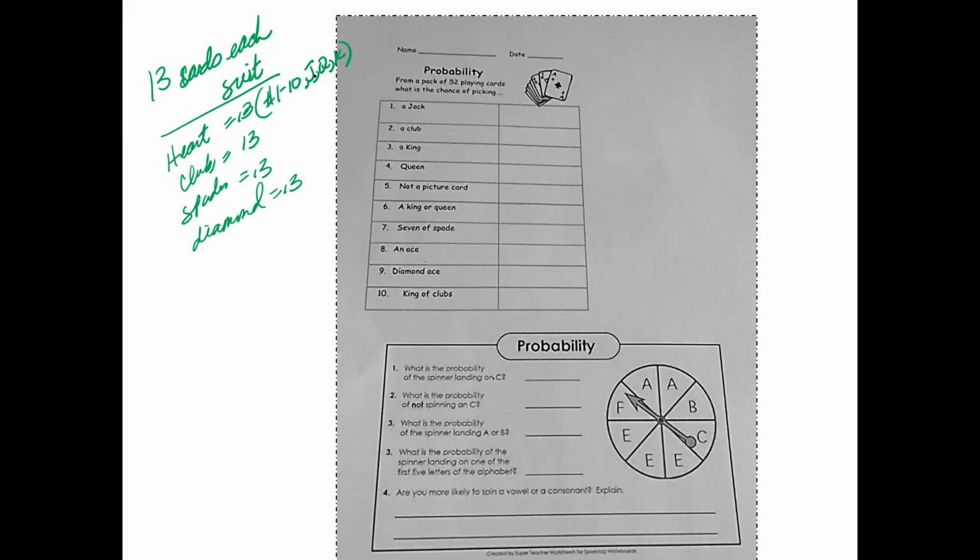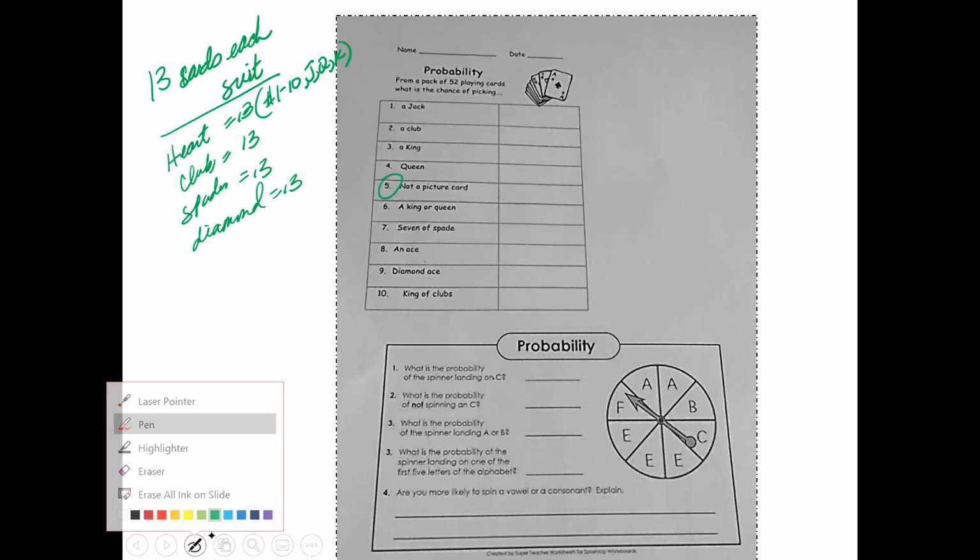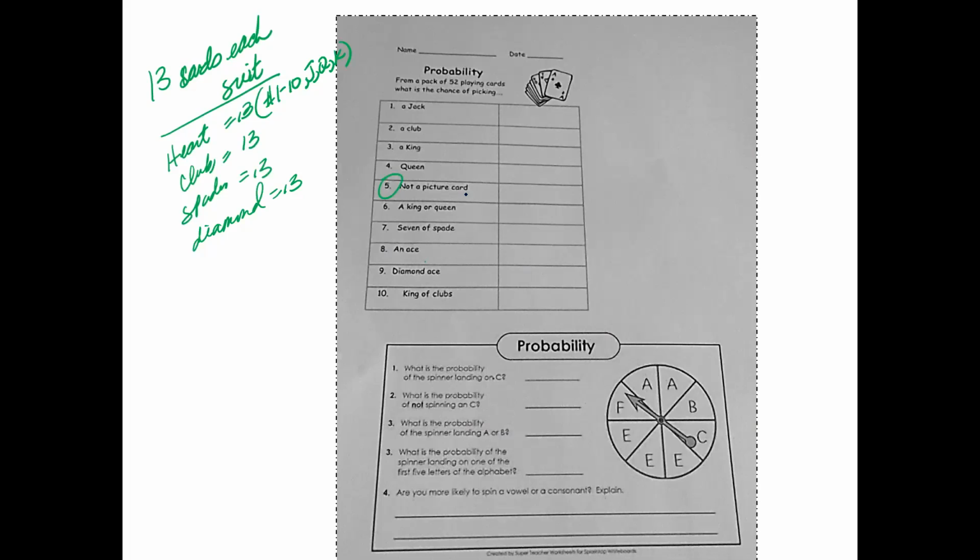Okay, so let's go ahead and take a look at, 1 to 4 is fairly simple. Let's go for number 5. Number 5 says not a picture card, which means you want to count how many are picture cards. So if you think about it, a picture card is Jack, Queen, King. There are 3 picture cards, 3, 3, 3, which is 12. And if you're looking for pictured, not pictured, that will be 52 minus 12, which gives you 40. So your probability of not having a picture card is 40 out of 52.